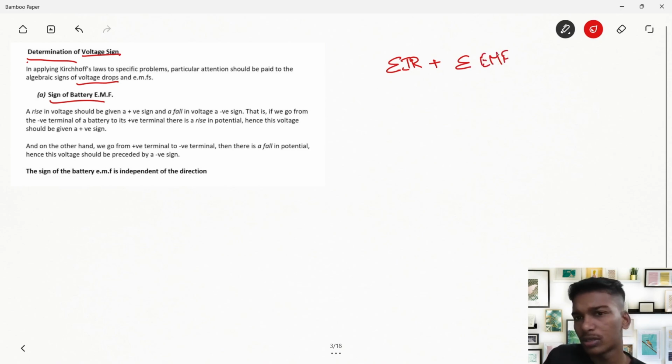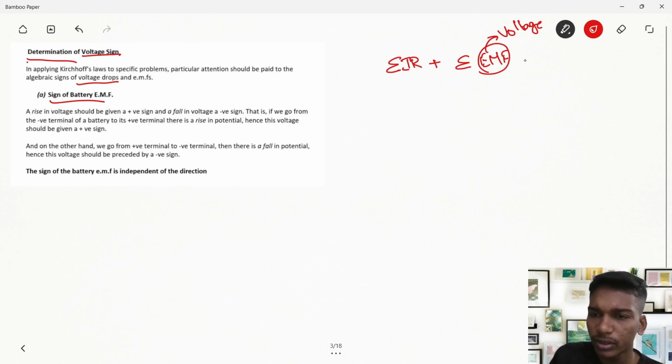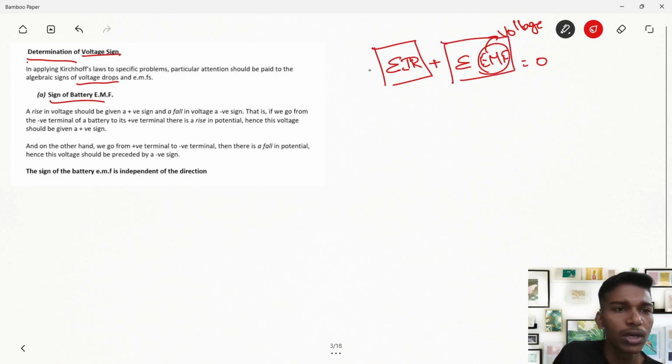EMF, in the sense electromotive force, right? Voltage will be measured in EMF units. Right? The summation of IR plus the summation of EMF equals 0. First, we have to consider the sign of this IR and the sign of this EMF. First, we are dealing with the sign of battery EMF.